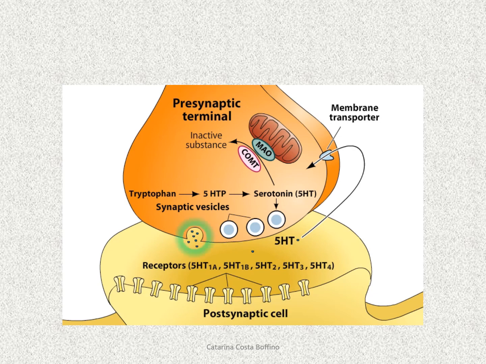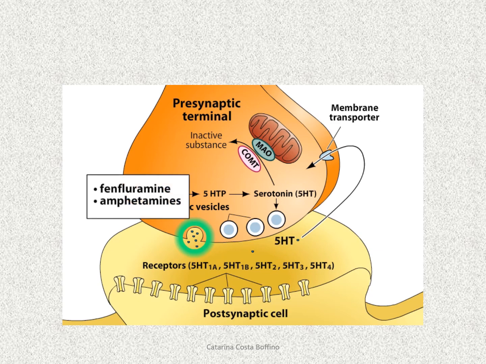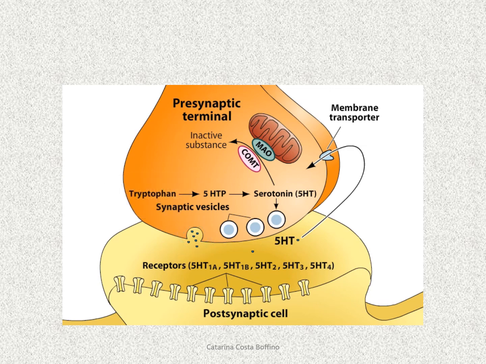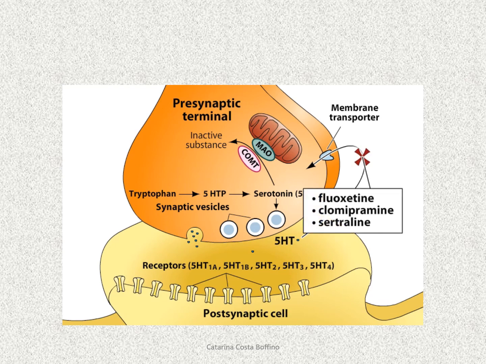A number of drugs have been found that stimulate 5-HT release, for example, fenfluramine and many amphetamines, and thus act as potent agonists. Drugs that inhibit the reuptake of serotonin, the so-called selective serotonin reuptake inhibitors, or SSRIs, are often used to treat depression, anxiety, and obsessive-compulsive disorder. These drugs include fluoxetine, Prozac, clomipramine, Anafranil, and sertraline, Zoloft.